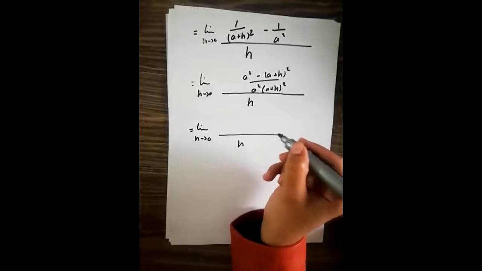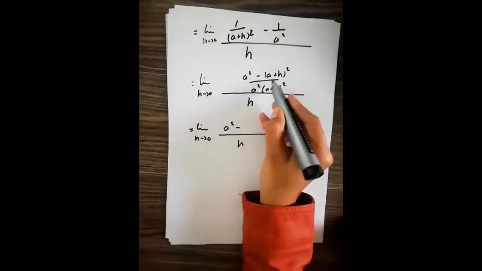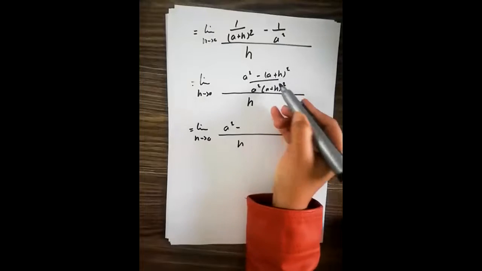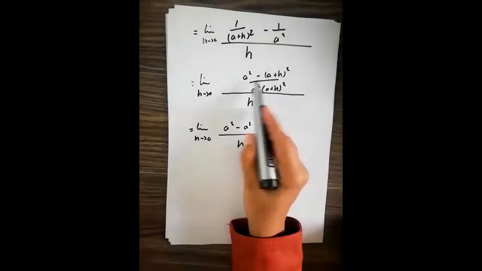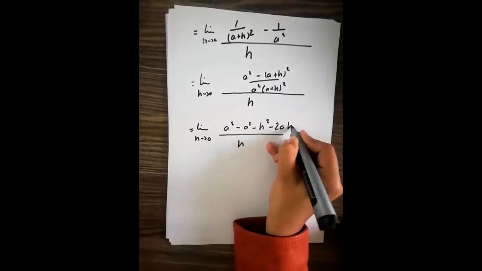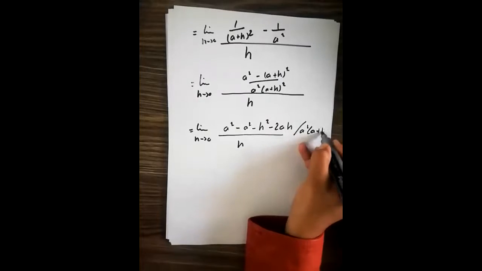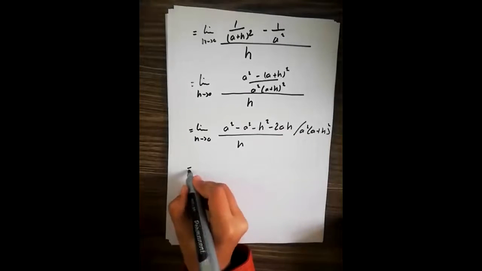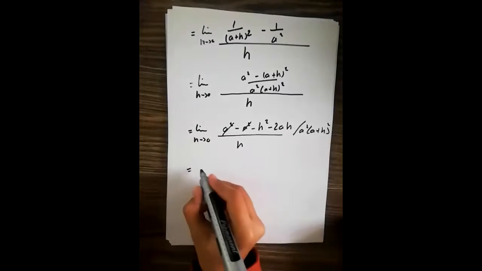This will become A square minus, open the formula of A plus B whole square. It will become A square plus h square, but plus minus minus h square minus 2AH over A square into A plus h whole square. Now we can cancel these values.